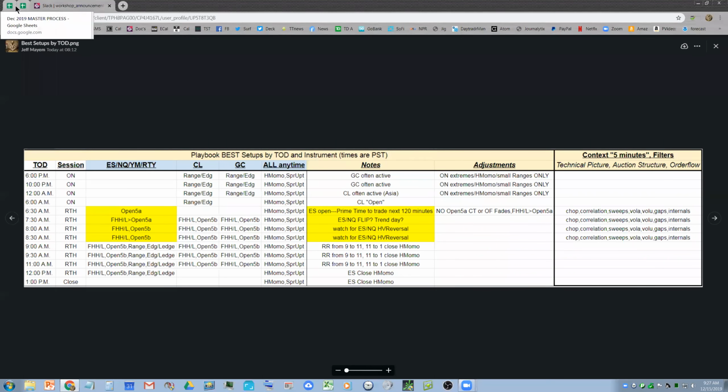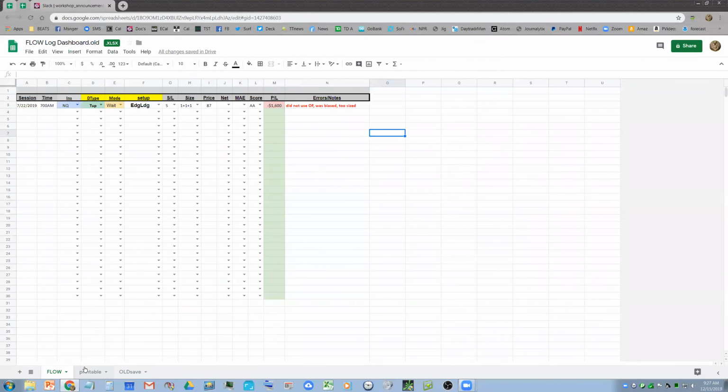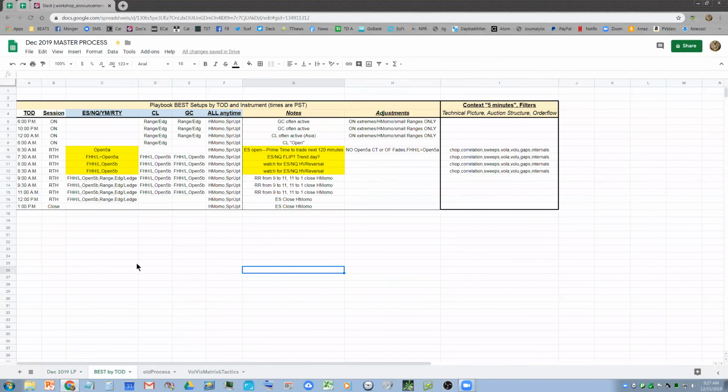oh shit, I'm not on the spreadsheet. I'm trying to highlight and I can't. Okay. Whoa, hold on. Okay, here we go. This is where I want to be.